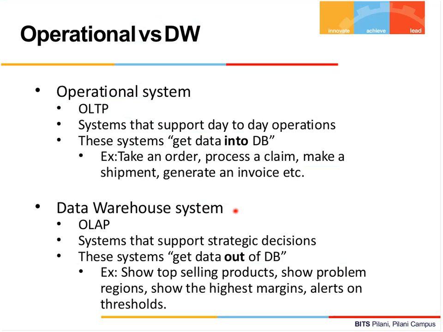Okay, so data warehousing system, OLAP, online analytical processing system, analytics. You see the difference here: analytics, transaction. That itself speaks a lot about these definitions. Data warehousing systems support strategic decisions for the top management, and managerial decisions for middle management. These systems get the data out of the database, whereas operational systems get the data into the database.